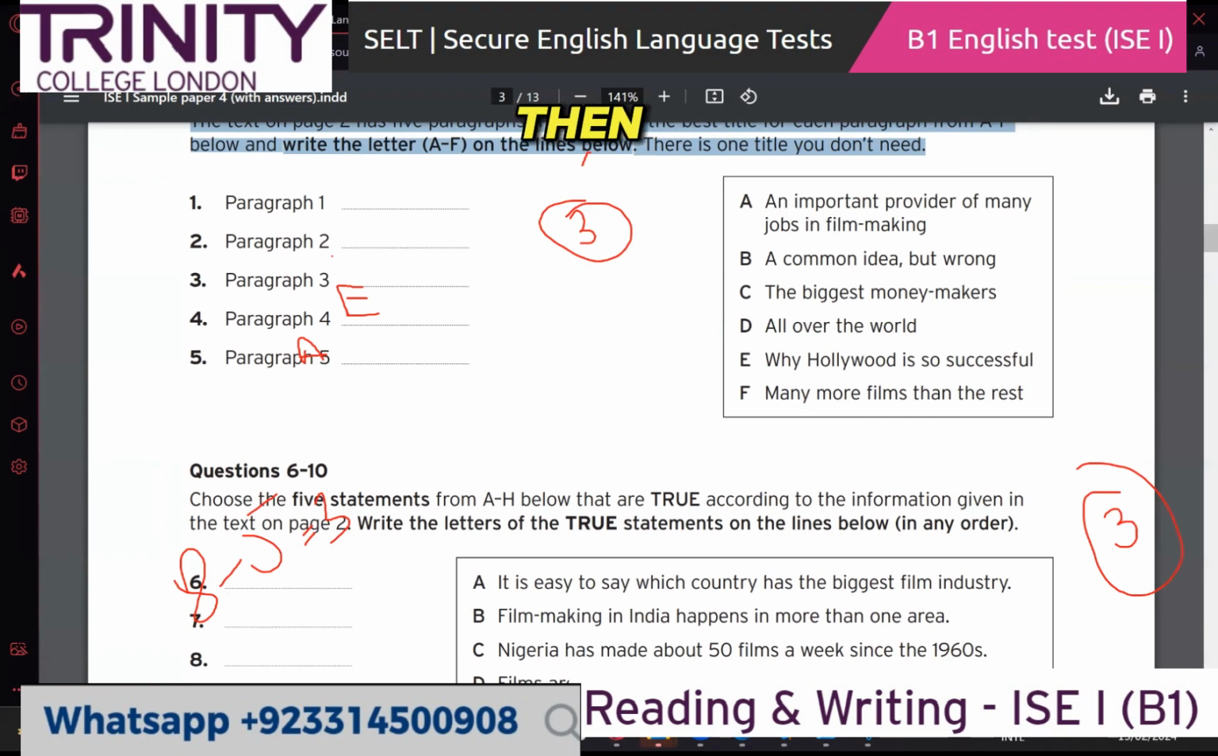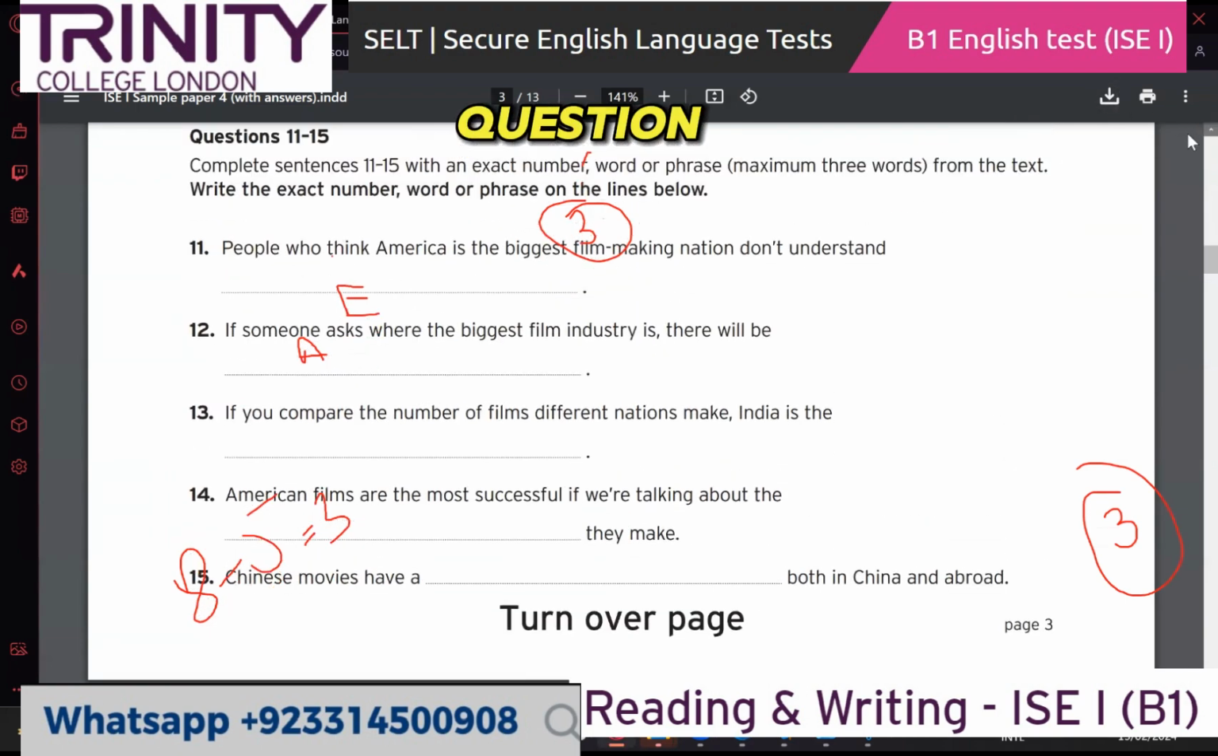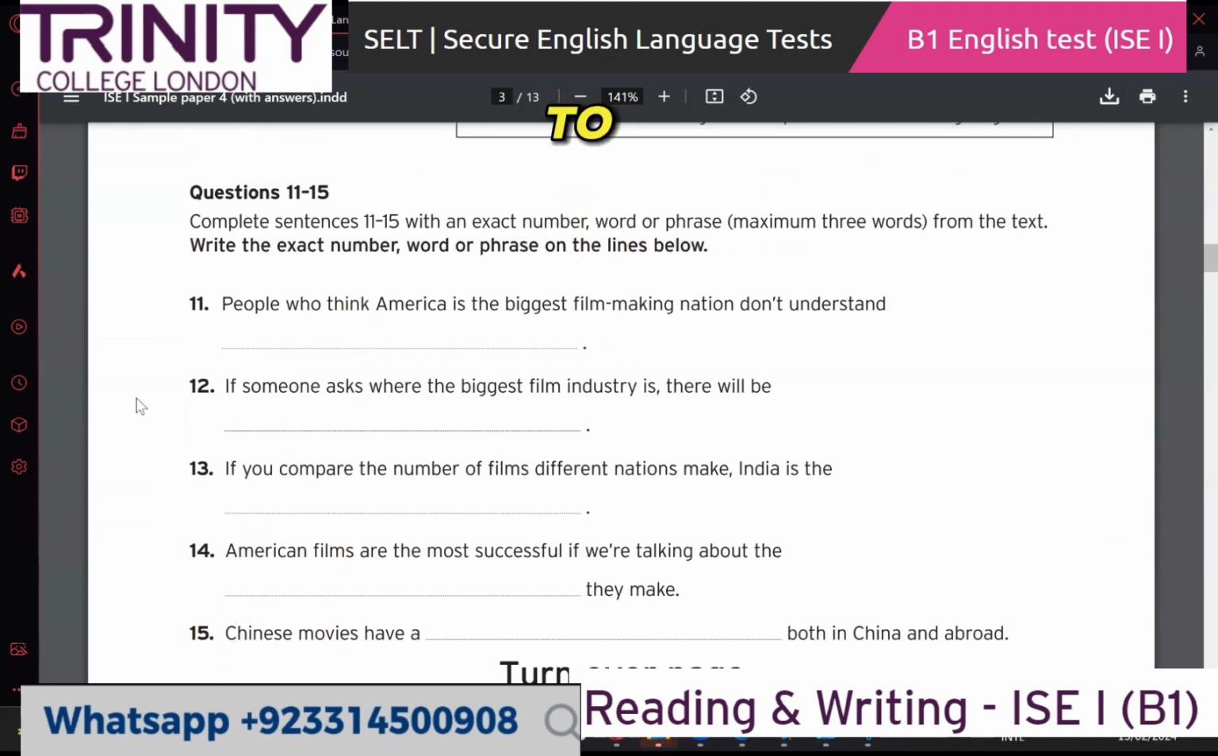And then comes the last part. Mohit, if you could read the question. Last one, 11 to 15. Complete sentences 11 to 15 with an exact number, word or phrase from the text. Write the exact number, word or phrase on the lines below. So maximum 3 words. Exact number, word or phrase.